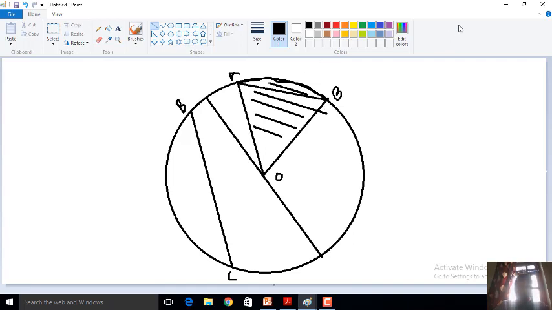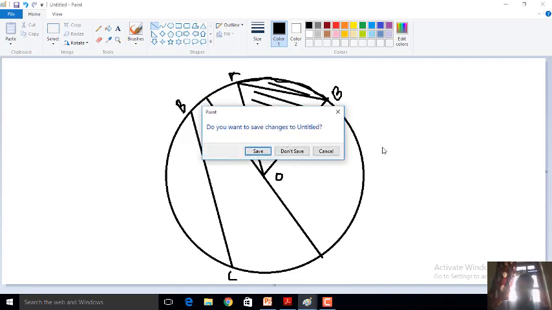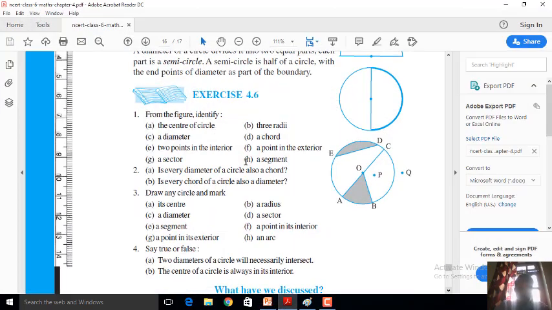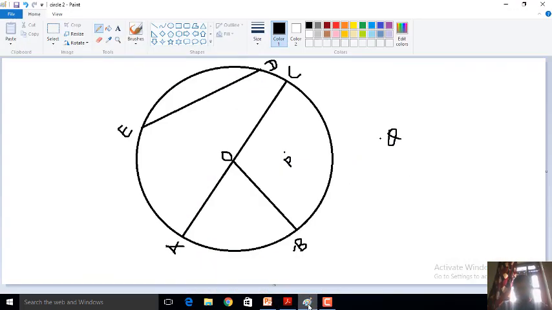Let's solve some question. So in the first question, we have to identify the center of the circle. We have to identify three radii. We have to identify a diameter. We have to identify a chord. We have to identify 2 points in the interior. We have to identify a point in the exterior. We have to identify a sector, and we have to identify a segment. So this is the figure I am talking about.